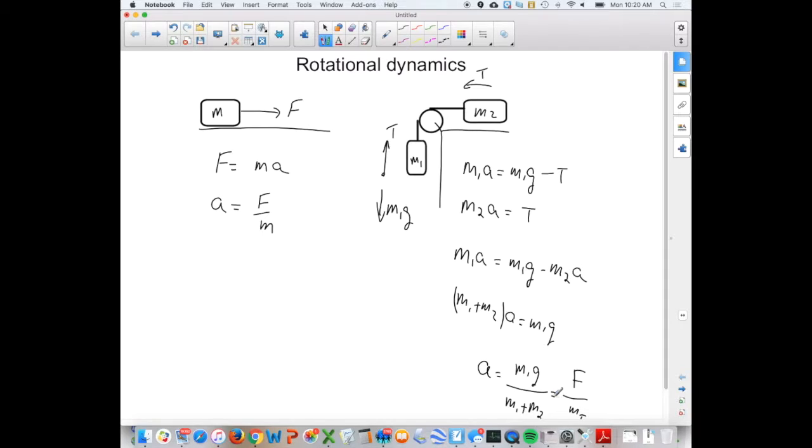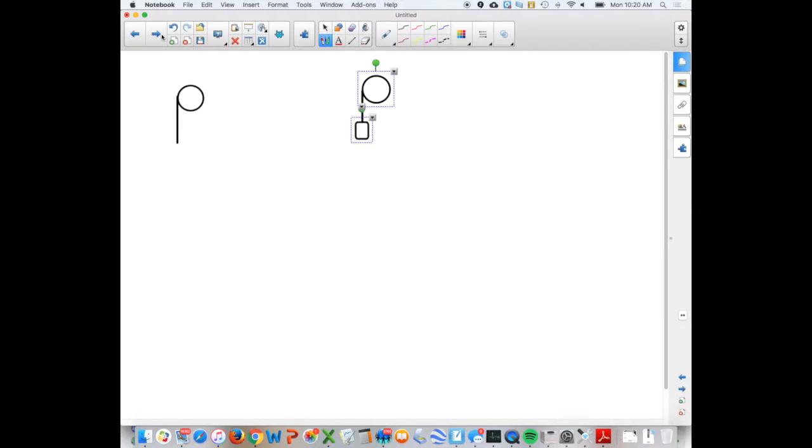Now, since we've learned about moment of inertia and rotational kinematics, let's imagine I have a situation where I pull down on this pulley, but now this pulley has mass and it has a specified radius. If I apply a torque to this thing, it's going to begin to rotate. Since it's rotating, torque must have been applied. So torque is equal to I alpha.